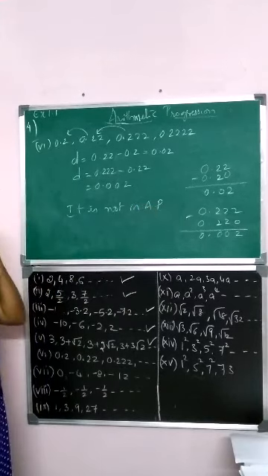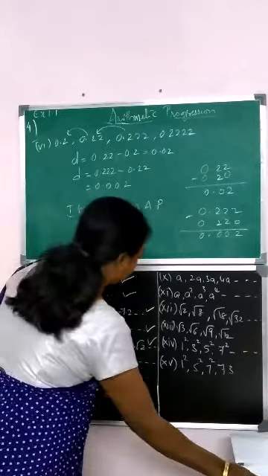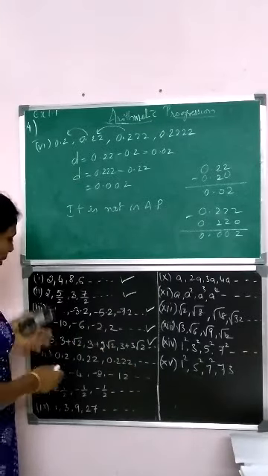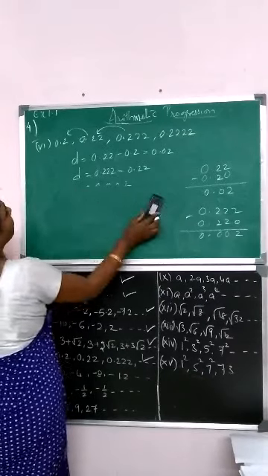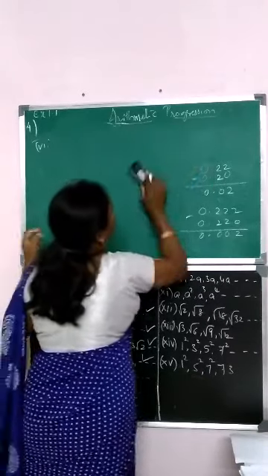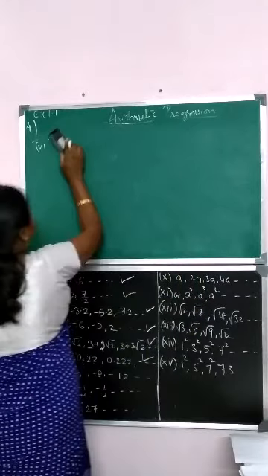Okay. You can just check it once again how to do it. Let us go to the next one. This is the sixth one. Let us go to the seventh one. Again we need to check whether the common difference is fixed.